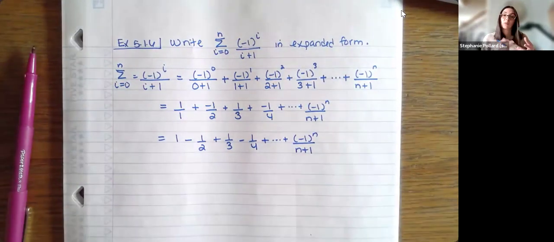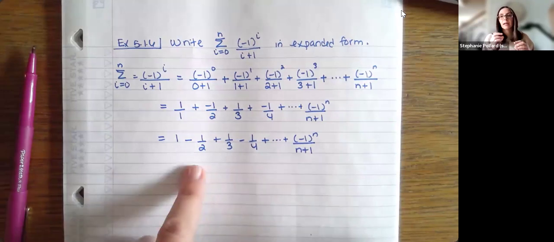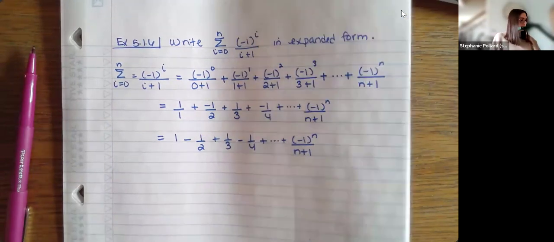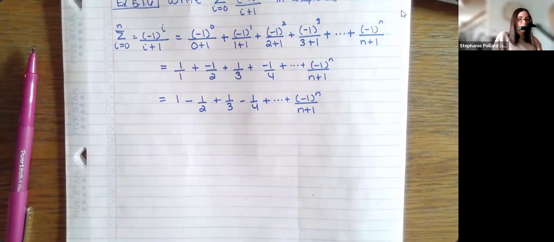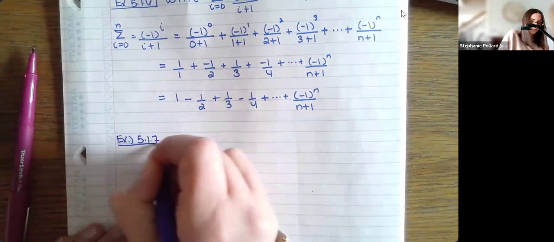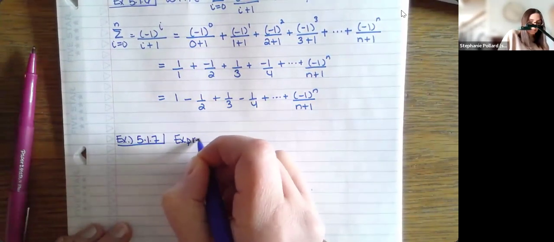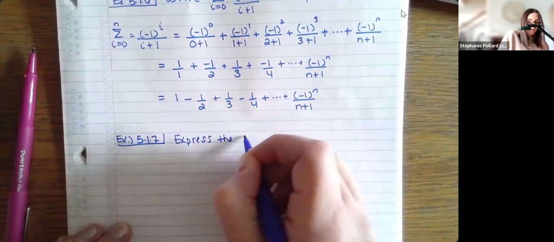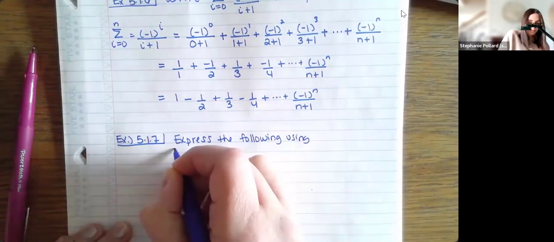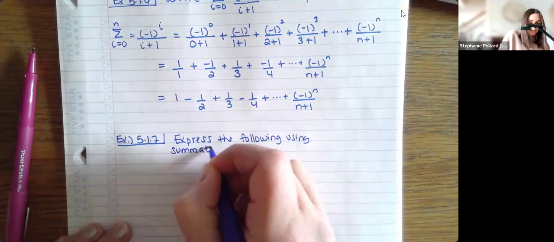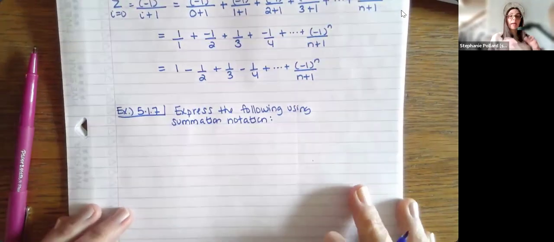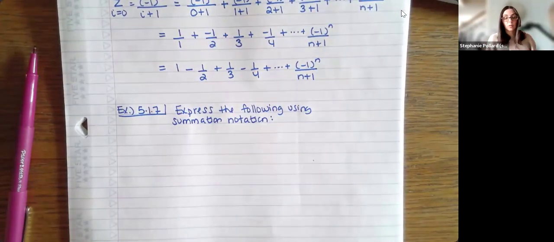So actually writing out what the addition would look like, and again, showing enough so that you can see a clear pattern is what you really want to do. And of course, we can go the other way as well. So our next example, this is 5.1.7. Says to express the following using summation notation. All right, so here they're going to give us the expanded form, and we have to work backwards and put it back into summation notation.